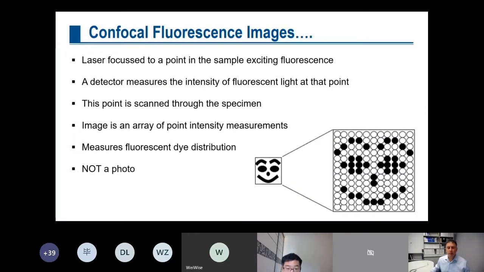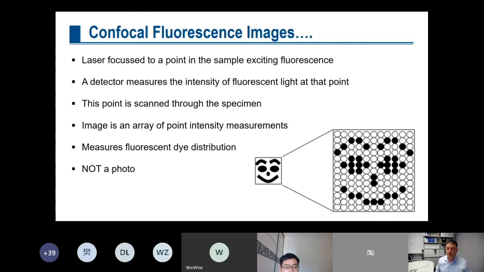So in summary, a confocal image is formed when a laser is focused into a point in a sample and it excites fluorescence. A detector measures the intensity of the fluorescent light at that point, and the point is scanned through the specimen. So our image is an array of point intensity measurements, and it measures the fluorescent dye distribution in the tissue. So it's not like a photo.